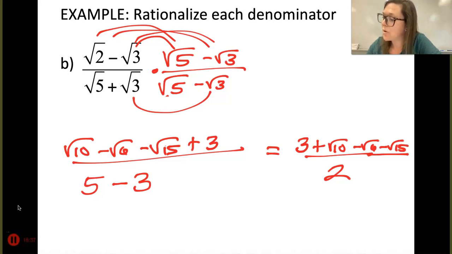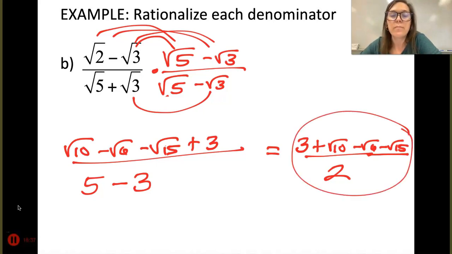If I ignore my radicals and just look at the numbers that are left, can I simplify anything out of 3 and 2? No. So that's my final answer. Done.